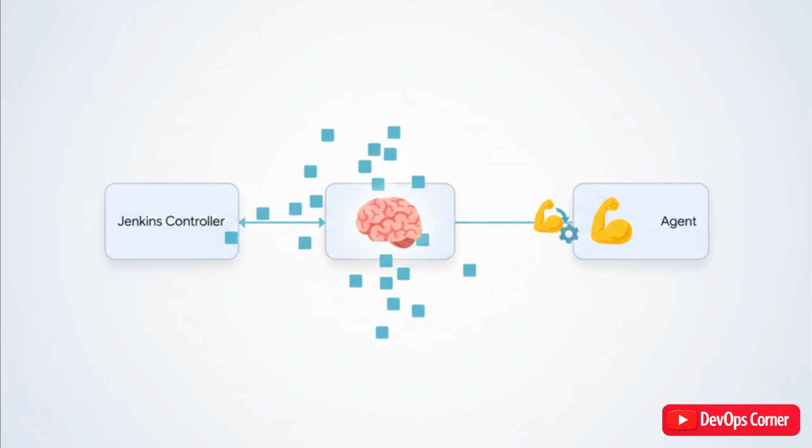Agents are the workers. They are totally separate machines. They could be physical servers, virtual machines, or even Docker containers that connect to the controller, wait for instructions, and then execute the actual tasks. The builds, the tests, the deployments. This separation of concerns is the secret to a scalable and resilient automation setup.